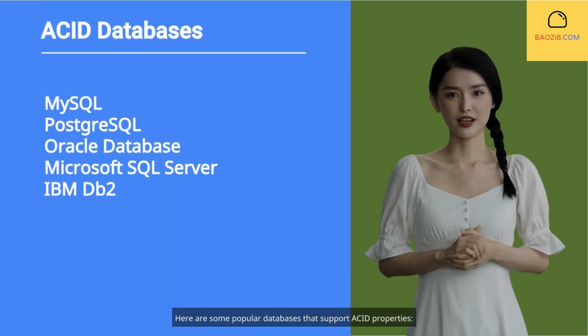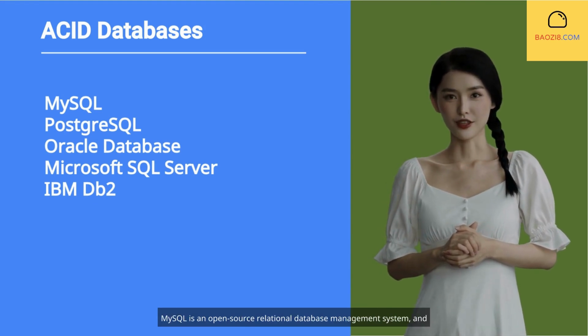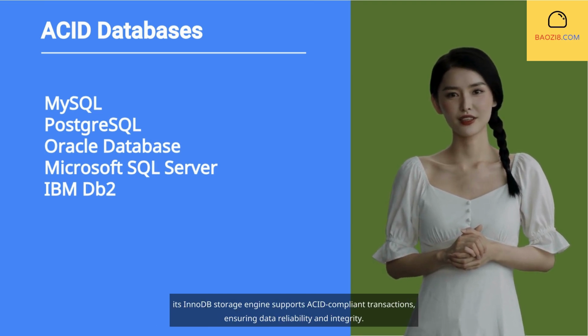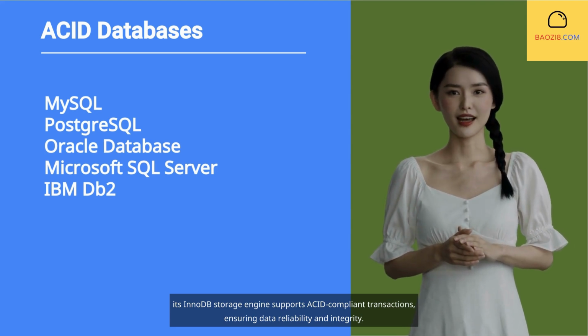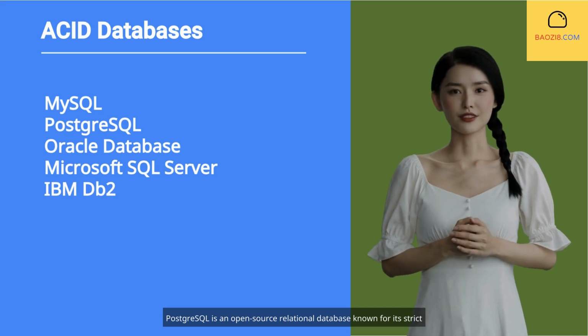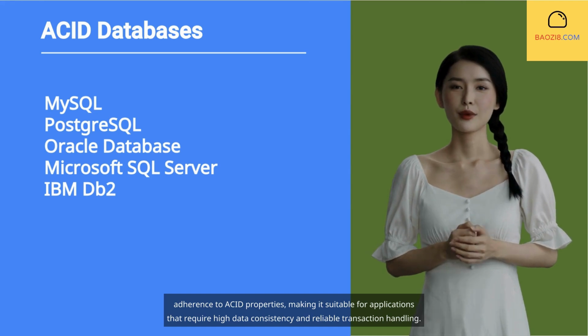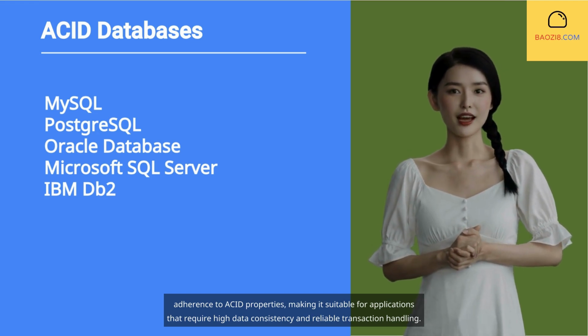Here are some popular databases that support ACID properties. MySQL is an open-source relational database management system, and its InnoDB storage engine supports ACID-compliant transactions, ensuring data reliability and integrity. PostgreSQL is an open-source relational database known for its strict adherence to ACID properties, making it suitable for applications that require high data consistency and reliable transaction handling.